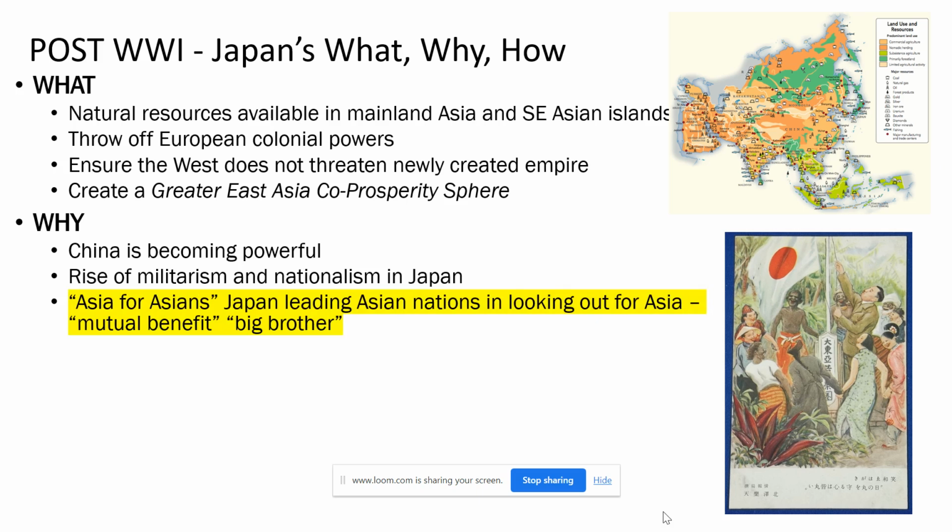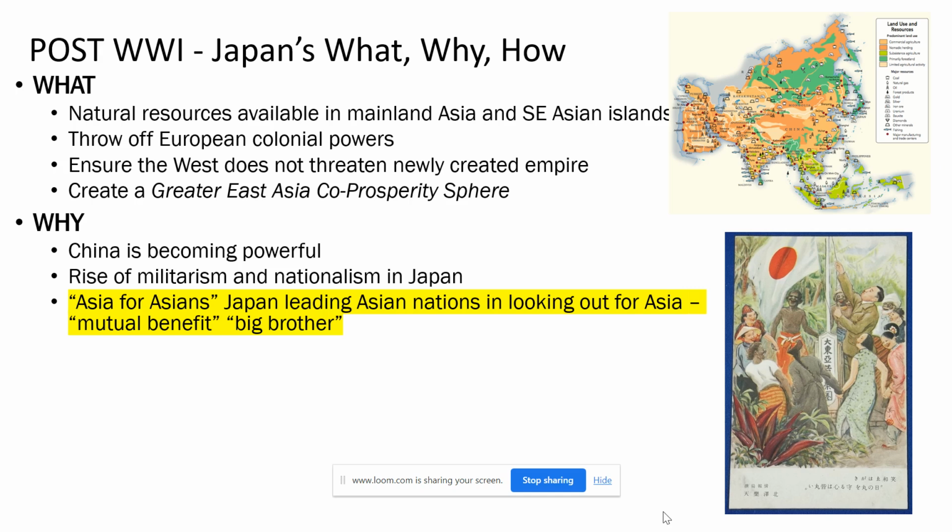They also, like I said, this goes along with their Greater East Asia Co-Prosperity Sphere, but they want to maintain, quote unquote, Asia for Asians. And Japan wants to be leading those Asian nations. It's a packaging of, it's mutually beneficial, and we are your big brother in this, and we are there to protect you, and we're going to be the ones coming alongside you and helping you throw off those Western powers.